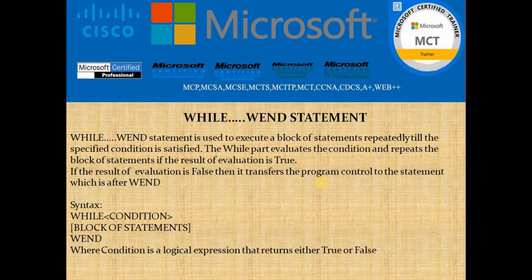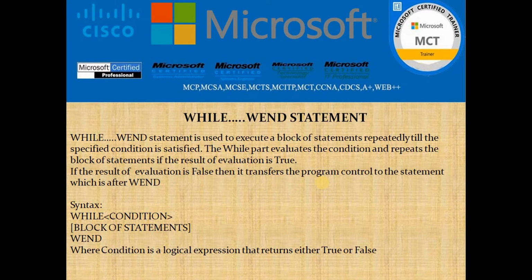Now let's try to understand how these two work together in order to meet your desired output. The while part always evaluates the condition. That means whenever you would like to define a certain condition in order to print something repeatedly, that condition is always evaluated by your while statement itself, and it repeats the block of statements if the result of your condition is true. That means until and unless the condition is true, it's going to execute the set of statements, or the block of statements that you'd like to print repeatedly.